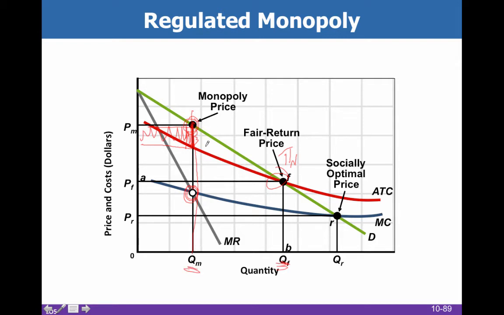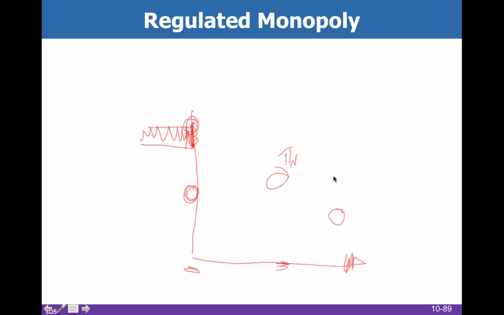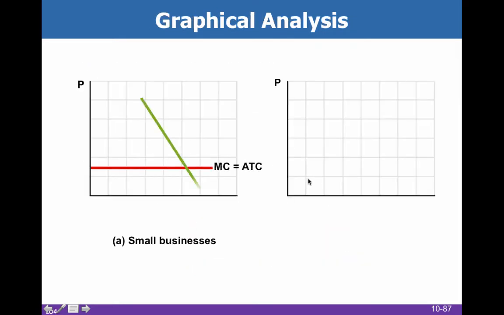And perhaps we might decide that we need a lot more quantity, right? Because whatever this regulated thing is, maybe it's electricity or water or something that's very important. Now the last option is our socially optimal price.